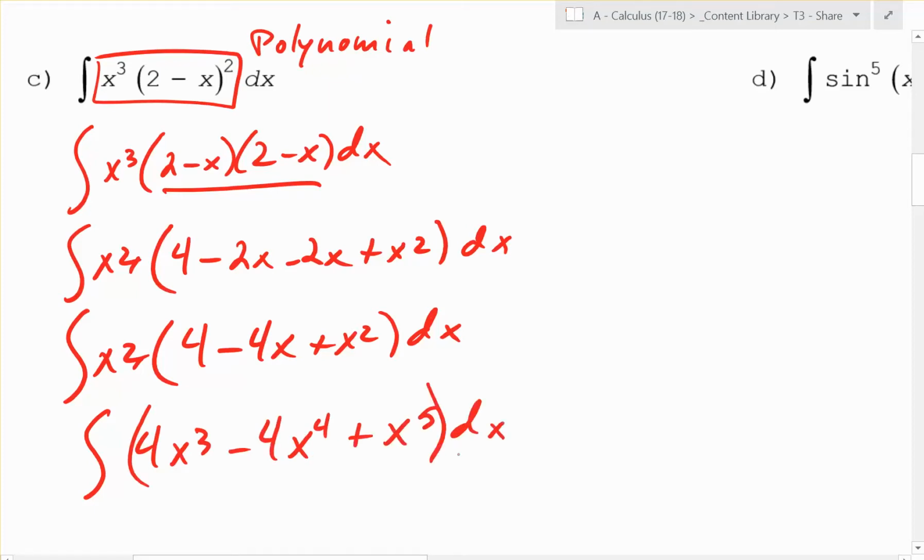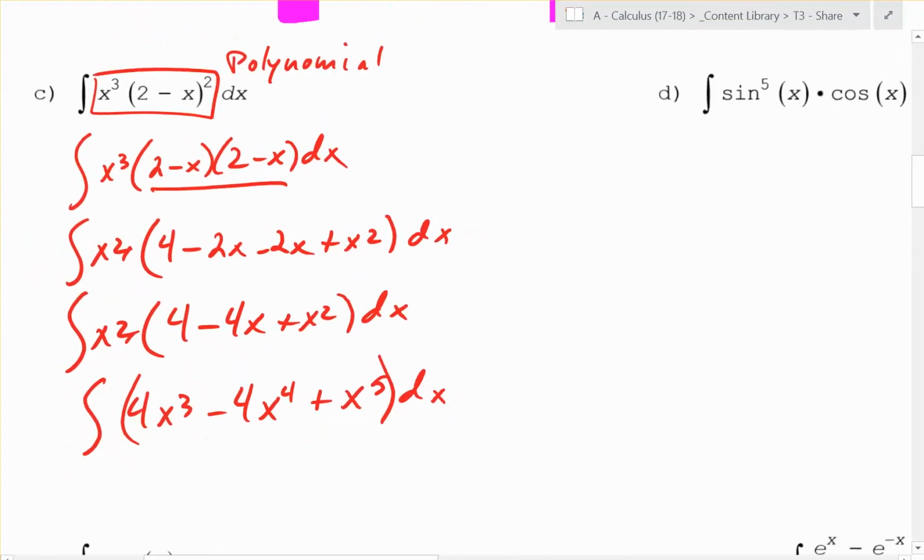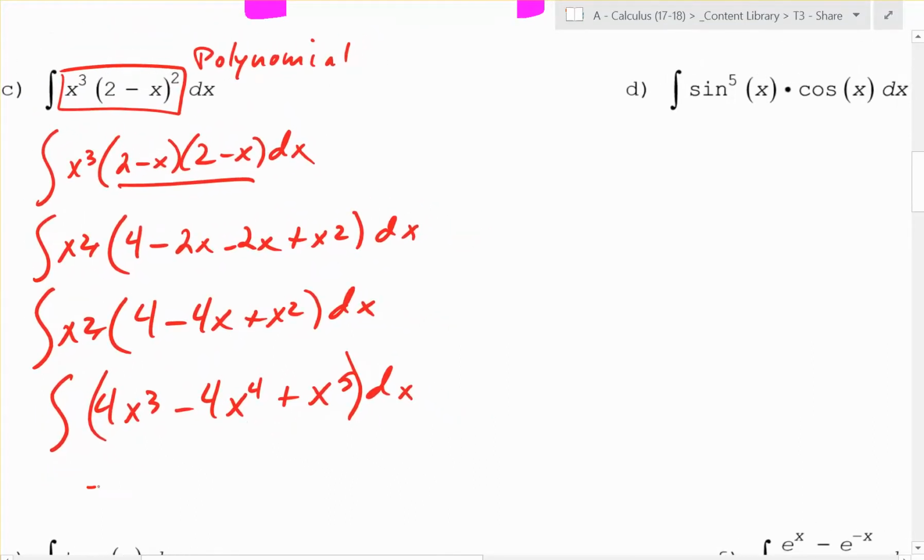Now this you don't need substitution for. So just because you have w substitution doesn't mean you have to use it every time. If you integrate this, it's just going to be x to the 4th minus 4 over 5 x to the 5th plus 1 over 6 x to the 6th plus c. So if you can make something into a polynomial quite easily, go ahead and do it.